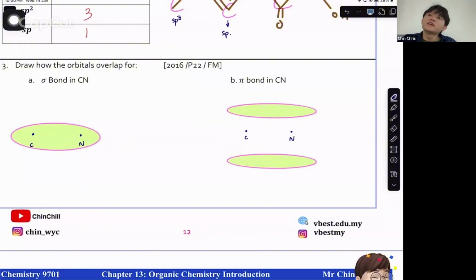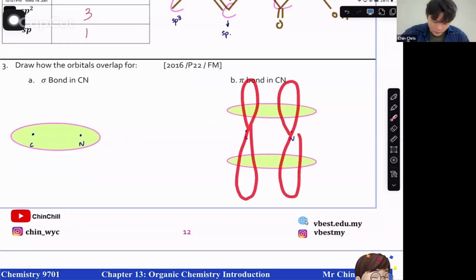Sorry? Like a dot like that. No need. Done. Easy. All clear. What is the sideway overlapping? This is the sideway overlapping. See, I'm showing sideway overlapping. Just that I never show the orbital. Can you see that?